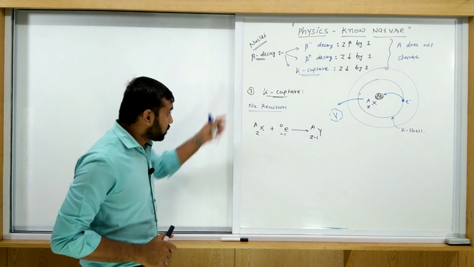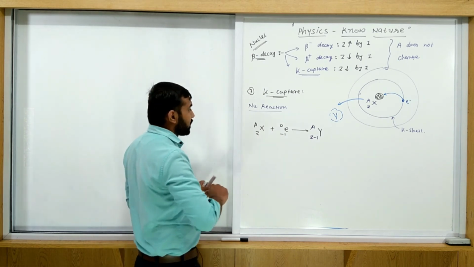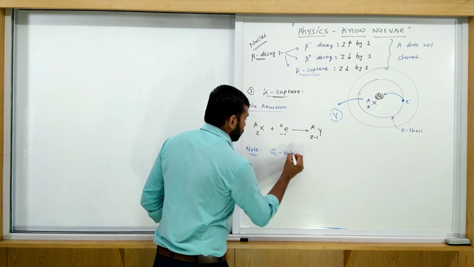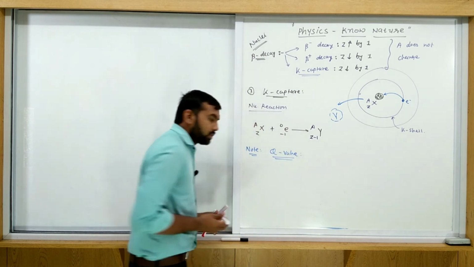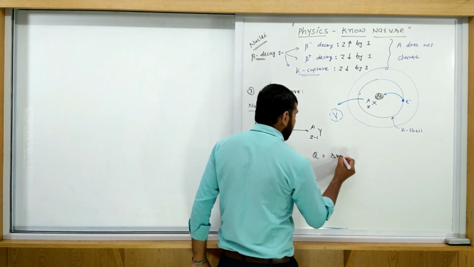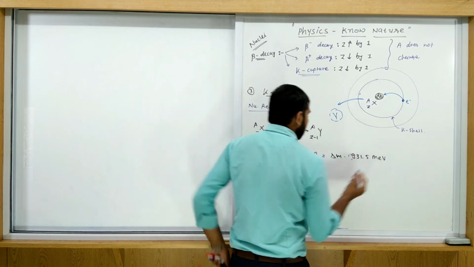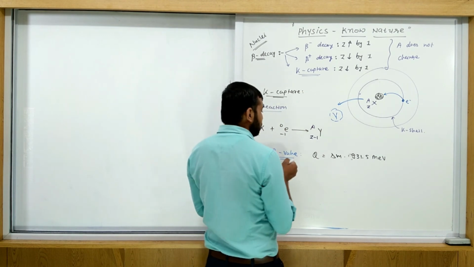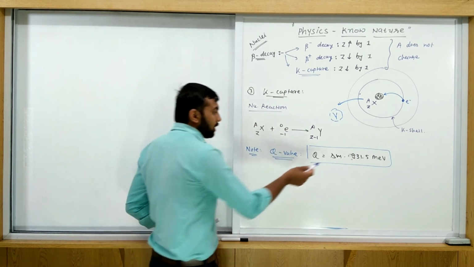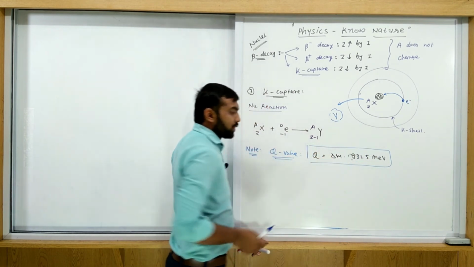Ready? So how do we write the mass defect or Q value here? Let's write a note. What is the Q value of this reaction? Q is equal to delta M into 931.5 MeV. Again, find the mass defect in this reaction. To get this answer, first we require the mass defect. Whatever mass defect you get, we put in this equation, so finally we get the Q value.